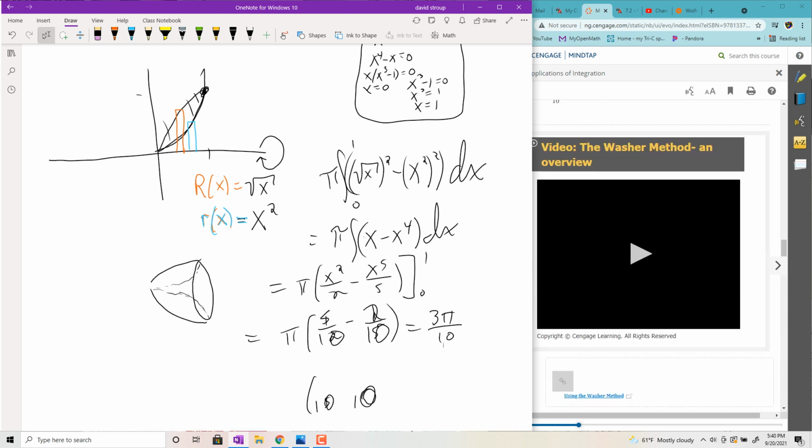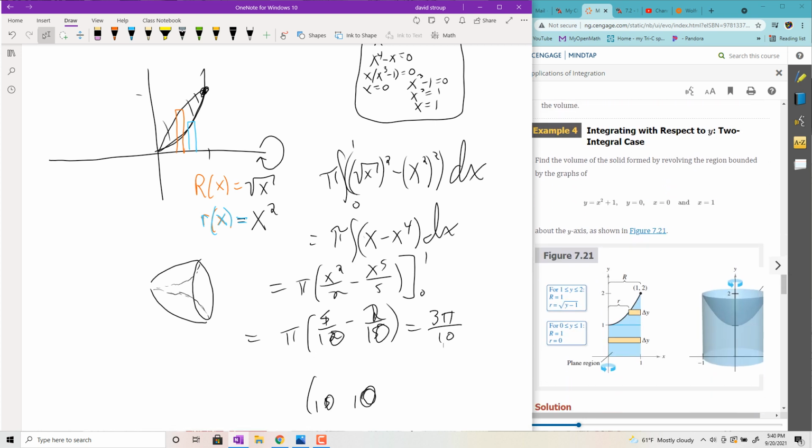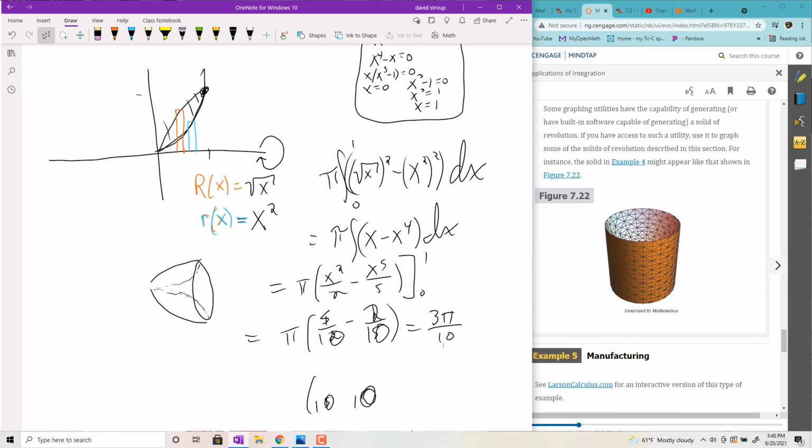Did they even figure it out? Yeah, there it is, 3 pi over 10. Okay, this one is kind of weird. We have like 2 parts to it.